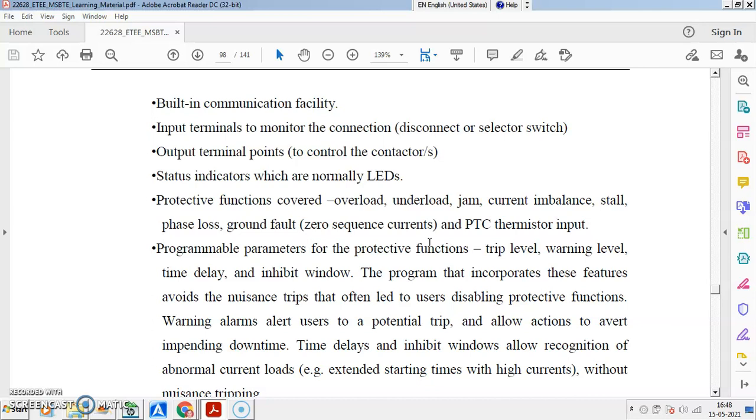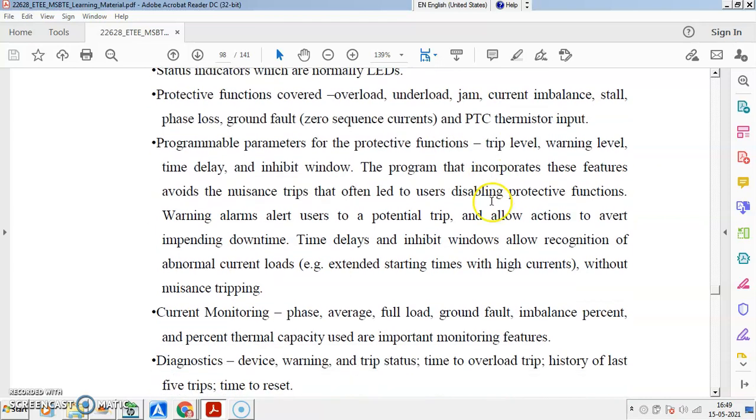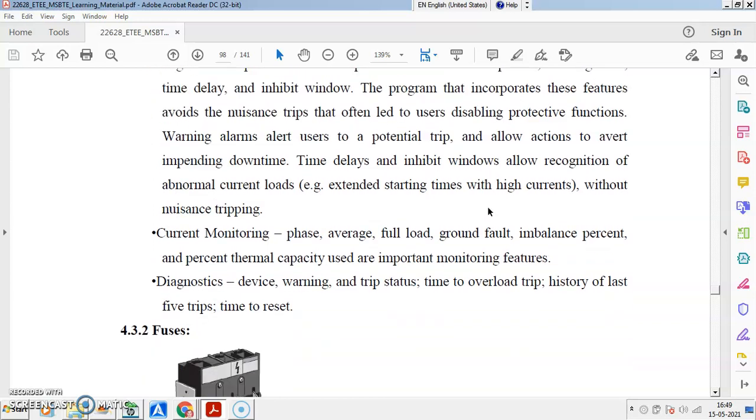So time delay and inhibit windows allow recognition of abnormal load conditions, and extended starting time with large or heavy currents without nuisance tripping. Current monitoring diagnostics include current monitoring, phase, average, full load, ground fault, unbalance, and percentage thermal capacity. These are important monitoring features.